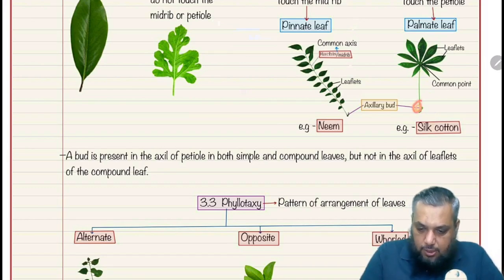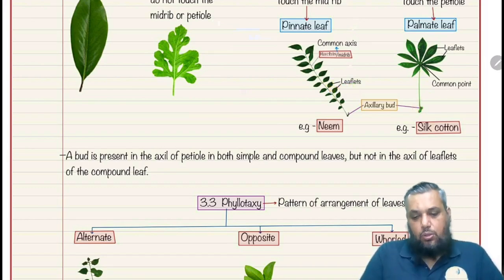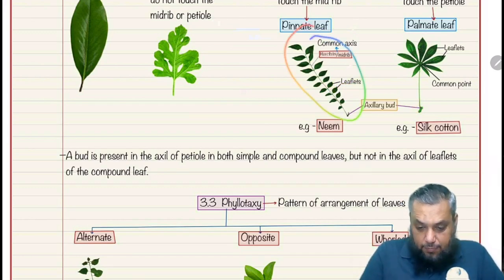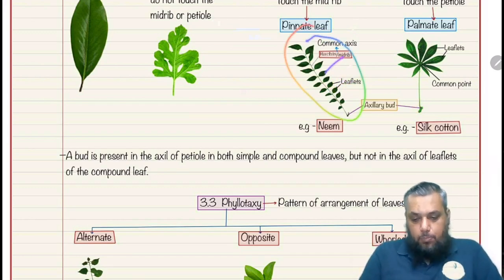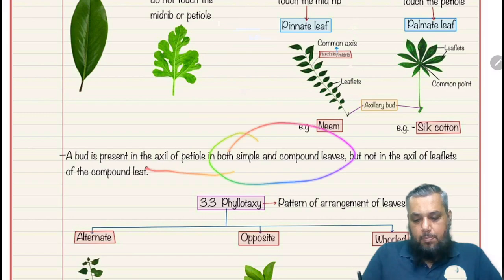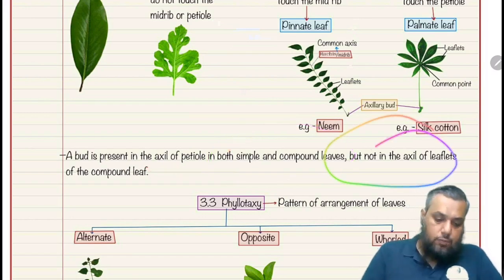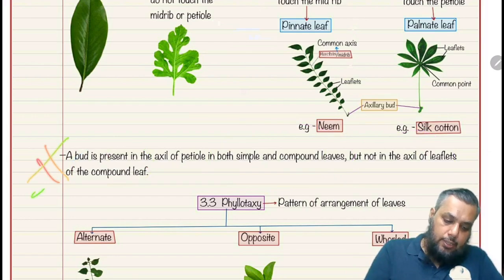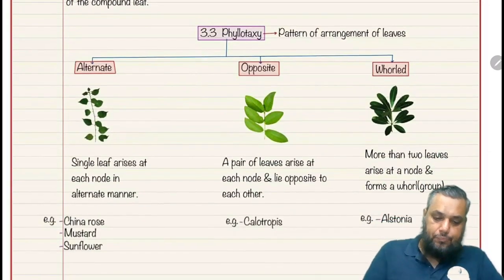Here, this is the axil. This is not the axil. So this shows that this is a leaflet and not a leaf. So what proves that this is a leaf and this is not a leaf? The position of the axillary bud. So a bud is present in the axil of the petiole in both the simple and the compound leaf, but not in the axil of the leaflets of the compound leaf. Okay, so immediately learn this line, my dear students.